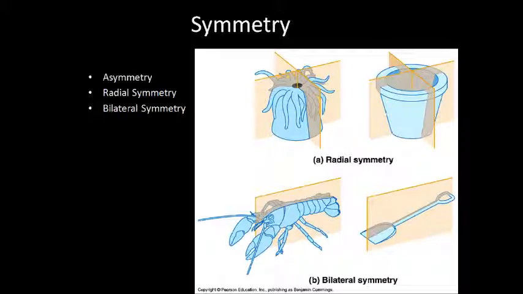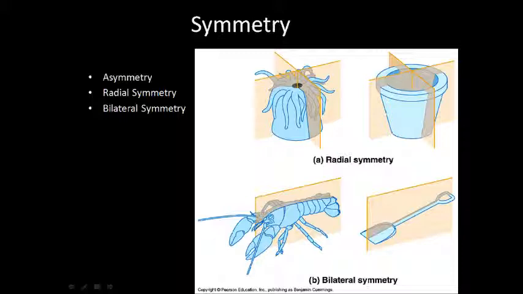Animals are also defined by their symmetry or by their lack of symmetry. They can be labeled as either asymmetrical, radially symmetrical, or bilaterally symmetrical. Here we see a sea urchin, which has radial symmetry on the top of this illustration. And no matter which way you cut through it, no matter how many times you cut through it and divide it, like you would a pie, the sides are always the same.